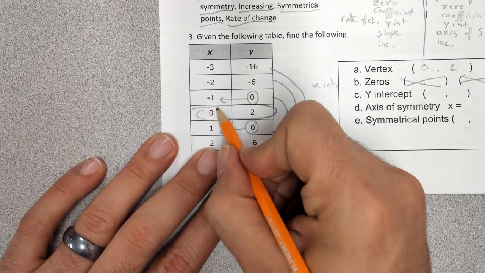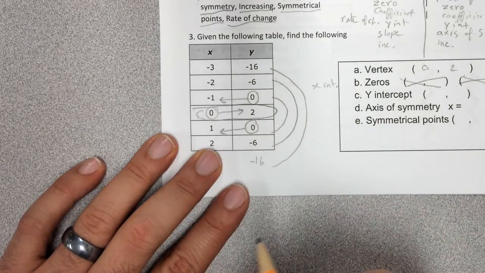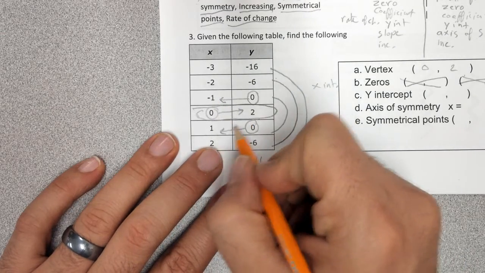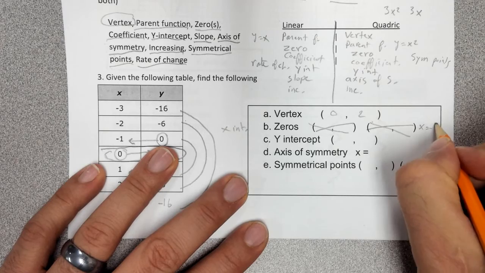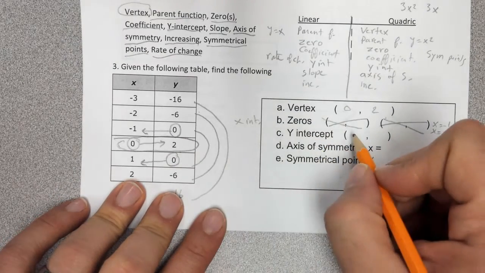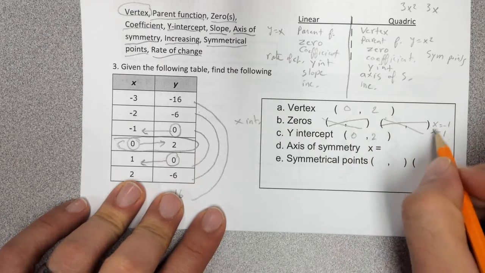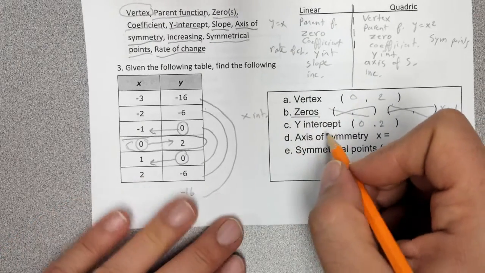And if I find a 0 over here, I like to draw an arrow to the other side to remind me that that's a y-intercept. So the x-intercepts are negative 1 and 1. And for the y-intercept, 0, 2. Again, these are just written differently because that's the way they want zeros to be written.